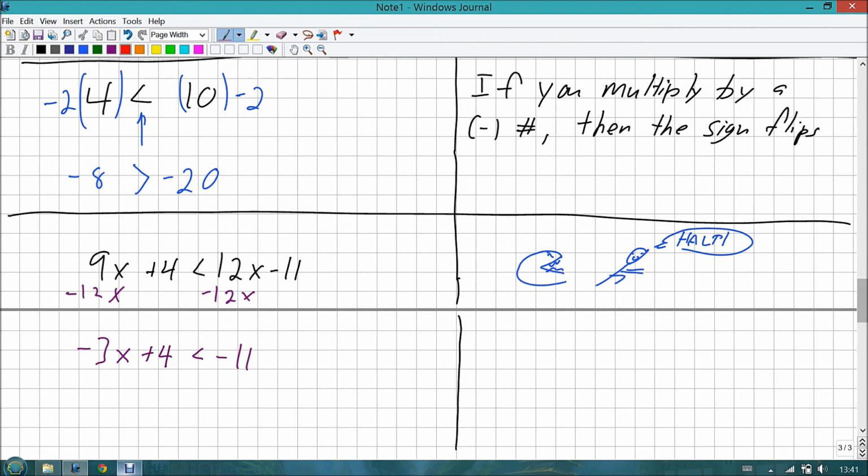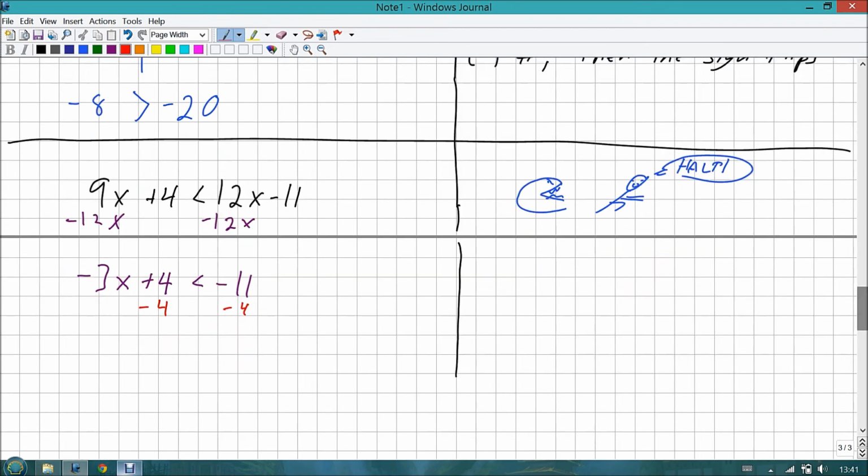And then I subtract 4 from both sides. And when I do that, I have negative 3x is less than negative 15. Now, here's the part where we have to remember that rule. Whenever you multiply by a negative number, the sign flips. This is also why multiplying by a fraction makes way more sense than dividing, because if it was dividing, I would have to include a second rule that says whenever you divide by a negative number, you have to flip the sign.